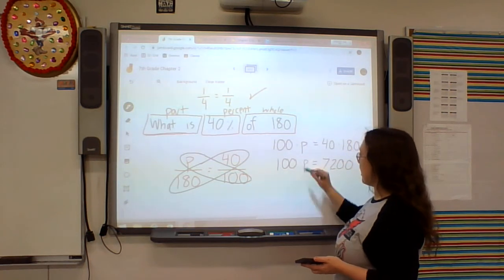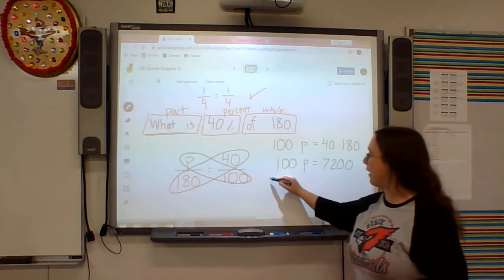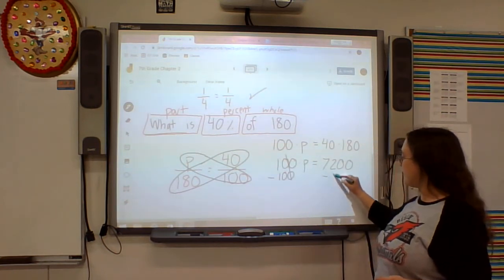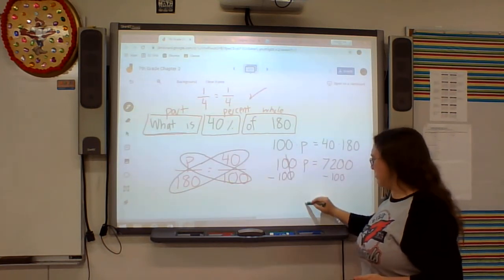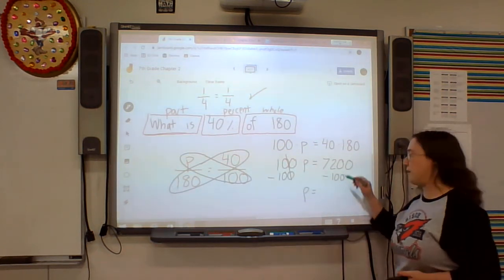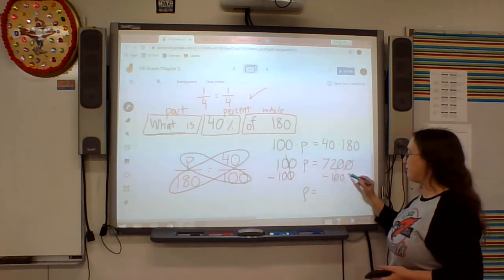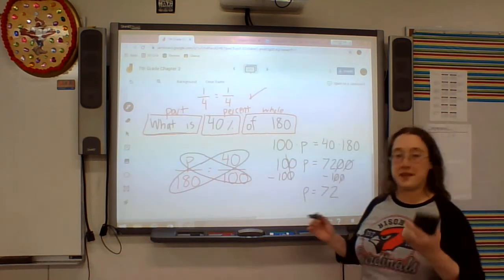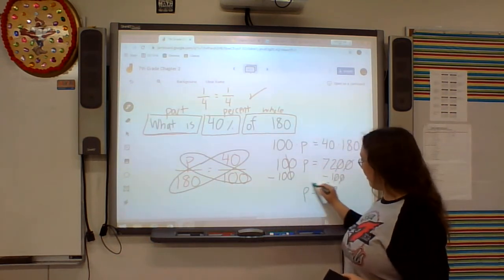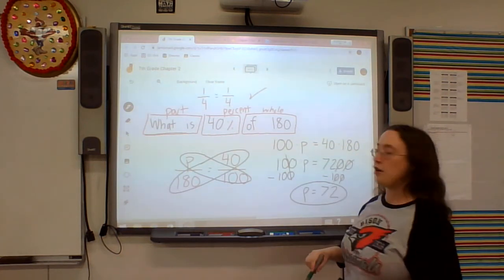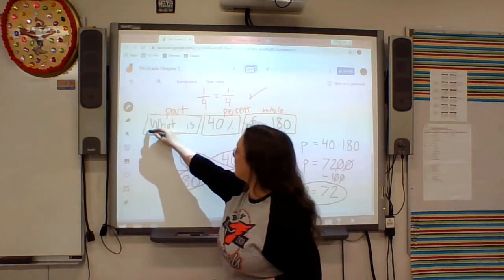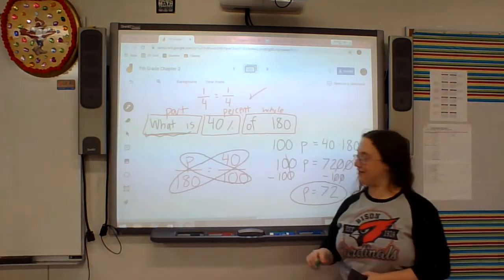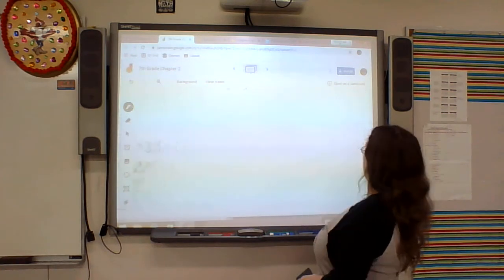And if that's 100 times P, we're going to divide by that 100. Now, if you happen to remember that dividing by 100 is just the same as knocking off these two zeros, that's fine. And that'll give you 72. Otherwise, if you plug that into your calculator, that'll also give you 72. So there's our part. That's the thing we were looking for. So that's the "what" in "what is 40% of 180." Well, 72 is 40% of 180. Okay, let's try that one.